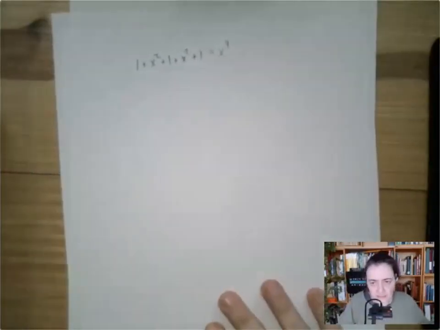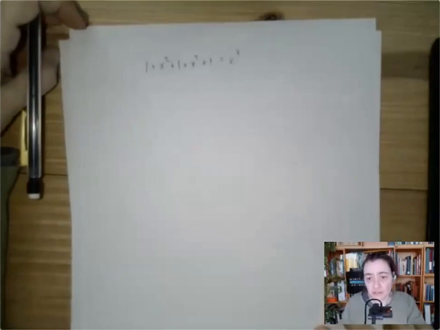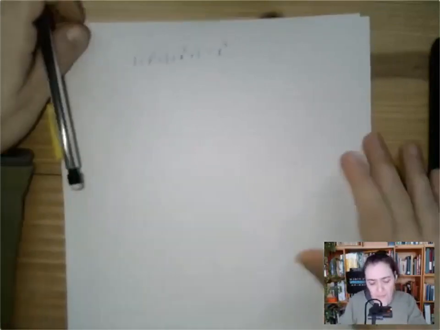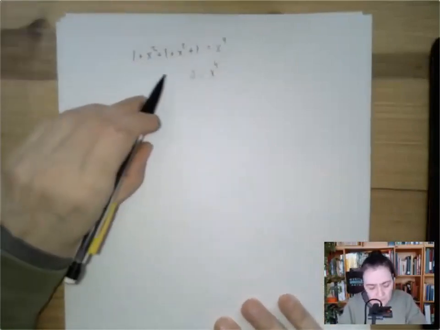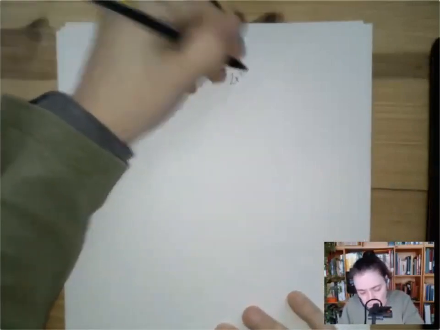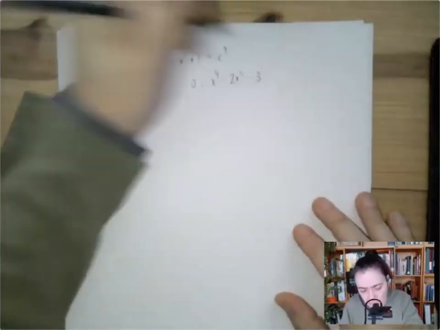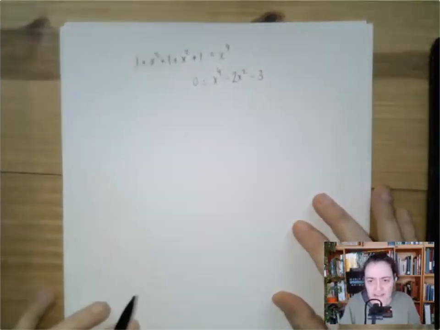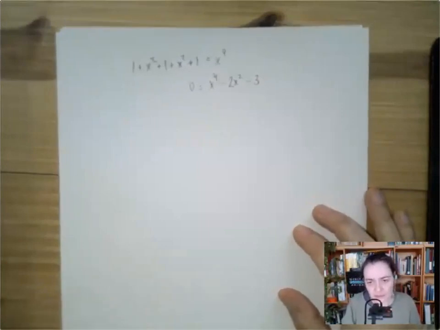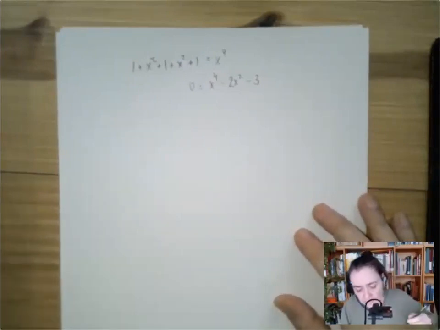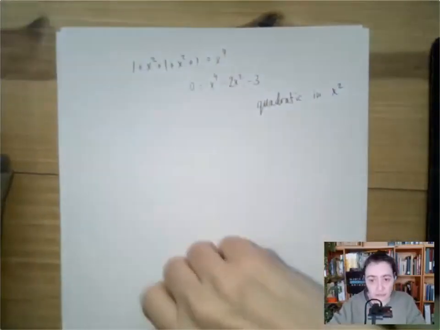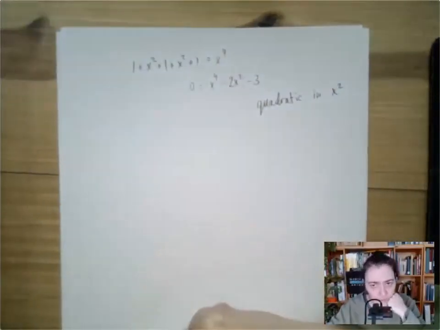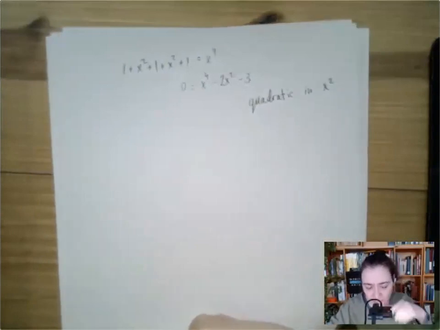This might be a little scary at first because this equation is of degree 4. But if we clean up things, we get 0 equals x to the fourth minus 2x squared minus 3. So yes, this is degree 4, but it's a special case of degree 4 that we can solve, because if you notice, x and x cubed are missing. This is what we refer to as quadratic in x squared. So that means that with or without the introduction of a new variable, this is really a quadratic equation.